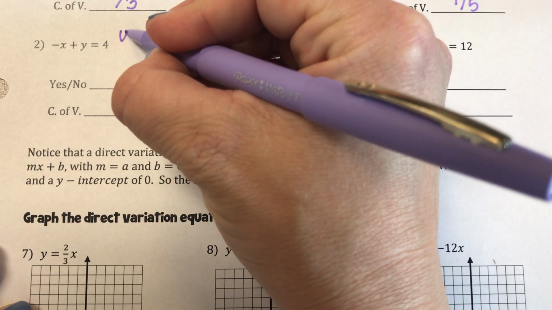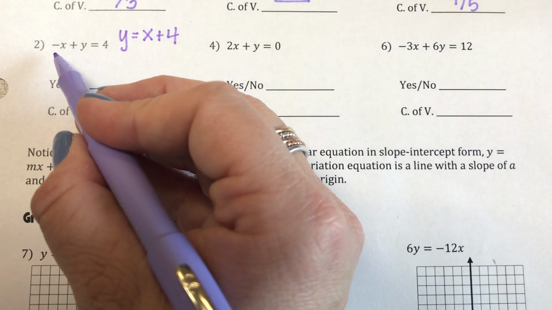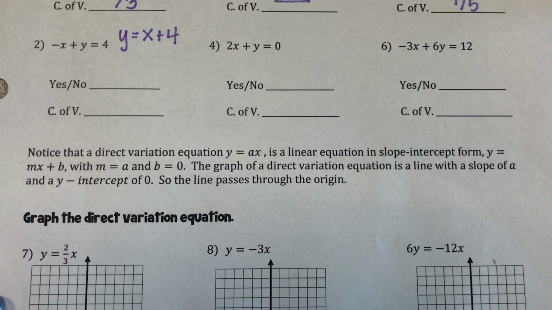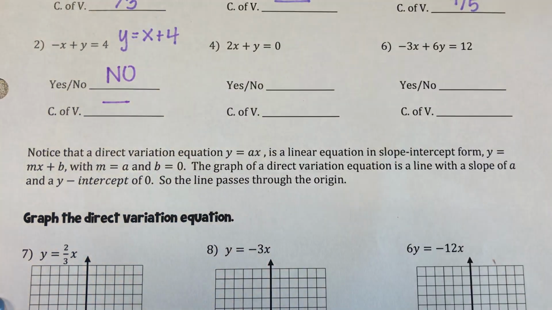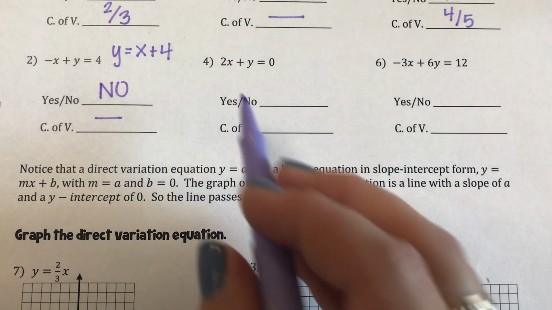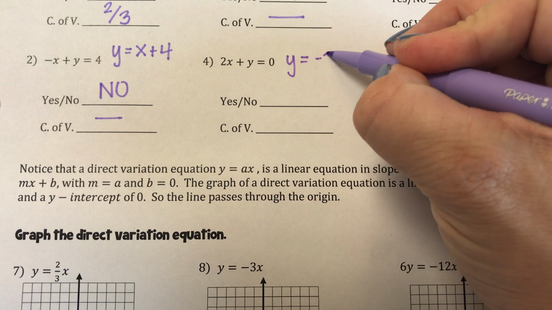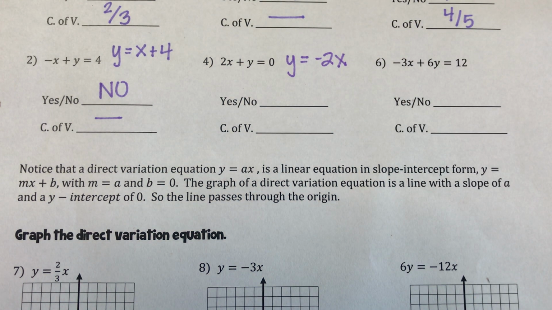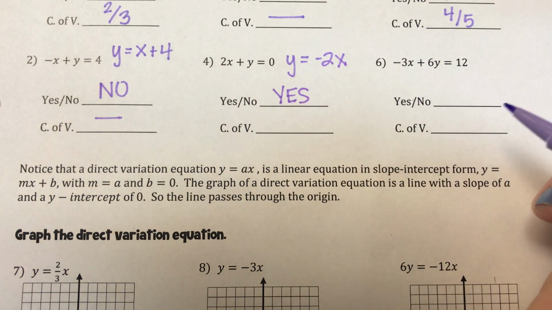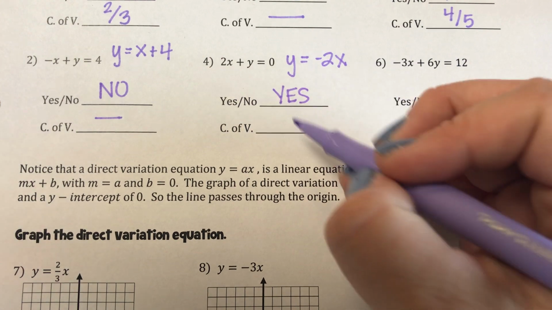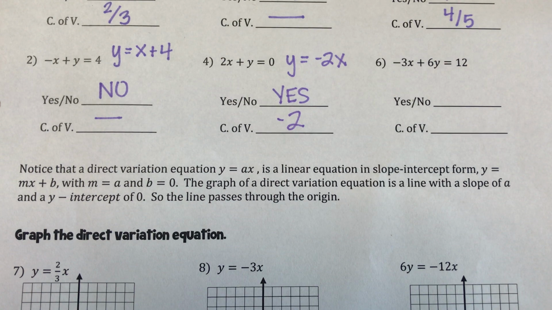For this one, when you solved it, you should have gotten y equals x plus 4, because to undo this negative x on the left, I add positive x to both sides. Because I'm adding something, it's not direct variation, and therefore it doesn't have a constant of variation. On this one, we're going to subtract 2x from both sides. So y equals negative 2x. I just subtracted 2 x's. So yes, it's direct variation, because it's y equals a times x. The constant of variation would be negative 2, because that's what x is being multiplied by.